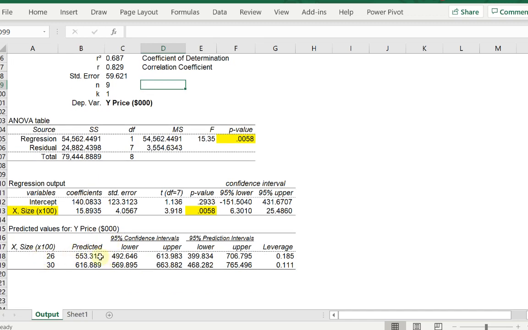And oh, here's our predictions. Remember, in my OneNote, I had predicted x 2,600. In here, I added the 3,000 also. So that's how you get multiple predictions. The average price of a 2,600 square foot home, $553,000. 3,000 square foot becomes $617,000. And then with these. Okay. And there you have it.